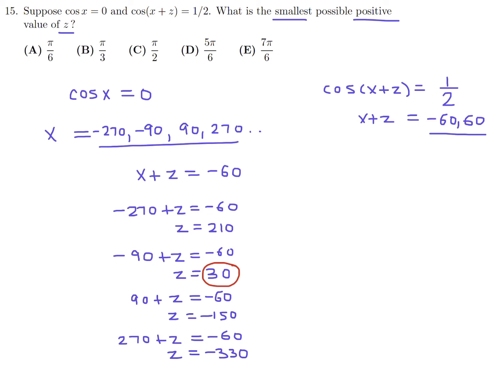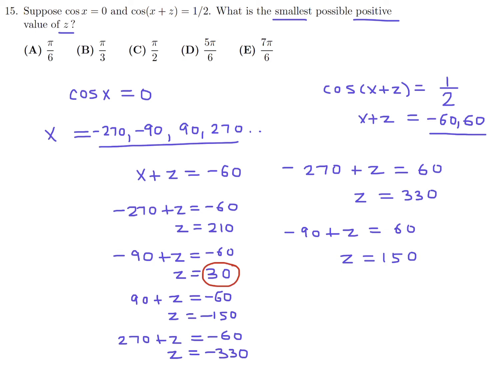All right, let's quickly do this guy here now, positive 60, and let's see if we get anything smaller in terms of a positive value. Okay, so we got 270 again, minus 270 plus z this time is positive 60, and therefore z is 330. Then minus 90 plus z is 60, and z is 150. Then we've got positive 90 plus z is 60, and z is minus 30. And then finally, 270 plus z is equal to 60, and z is minus 210.